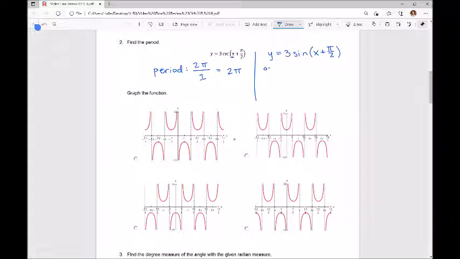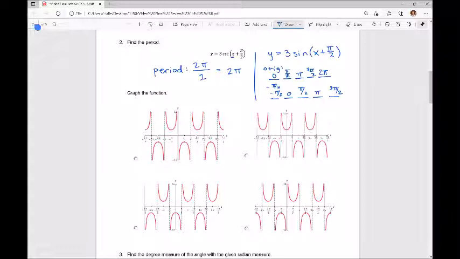So our original key points, since our period is 2 pi, we go from 0 to 2 pi. And then in the middle we have pi, pi over 2, and 3 pi over 2. In this function, we're adding pi over 2 to the inside, so that means we're actually going to subtract pi over 2 from each of our original key points. So we get negative pi over 2, 0, pi over 2, pi, and 3 pi over 2. Okay, so we know now where this sine curve should have key points.